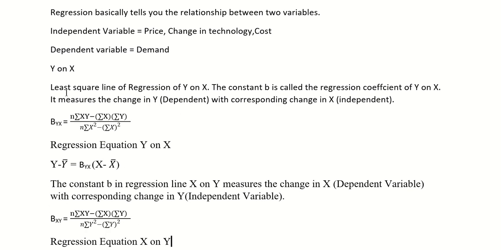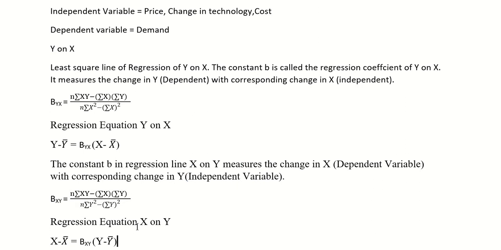So the formula is mentioned here: n into sigma xy minus sigma x into sigma y, divided by, in the denominator, whatever the independent value is. Here, where x is independent, in the denominator we wrote n into sigma x square minus (sigma x) whole square. And in the next case where y is independent, we wrote y in the denominator. Whatever is the independent variable, we write it in the denominator. And then we'll calculate the regression equation.